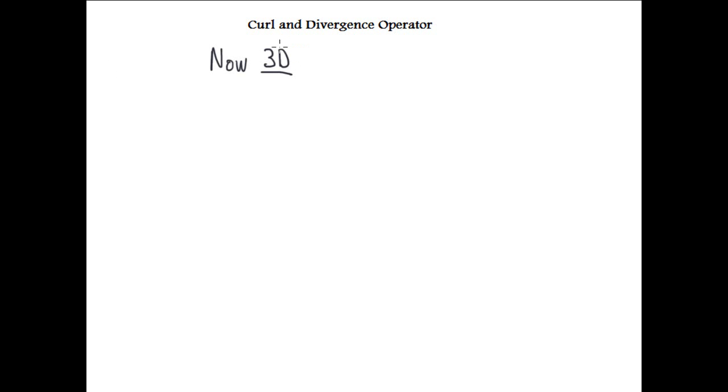Okay, now 3D. Curl and divergence of the vector field, but in 3D. The formula is a little bit more complicated. Let me start with divergence first. Divergence of the vector field. Well, suppose the vector field has three components because it's 3D: P, Q, R, the first component, the second component, the third component.